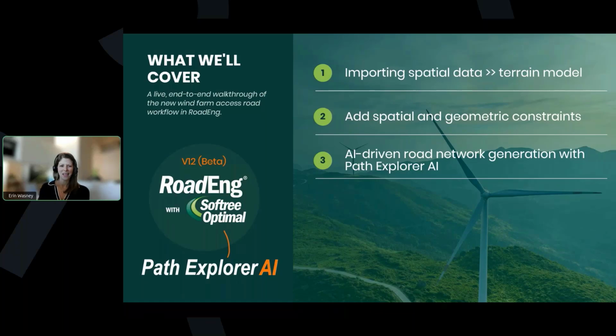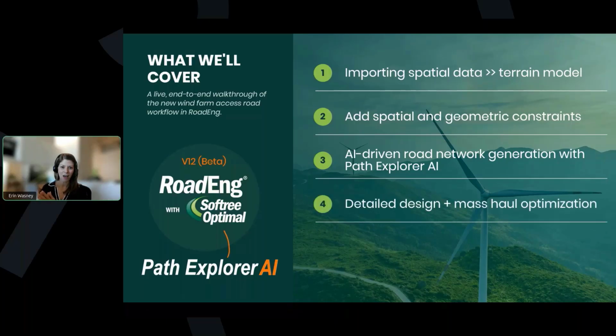Those always typically come up in the question section, so I might as well answer them now. Then from there, detailed design, mass haul optimization. Again, I mentioned there's 2 optimization steps. One's going to be Path Explorer. One's going to be that profile or mass haul optimization. And then lastly, we'll quickly touch on construction-ready deliverables.